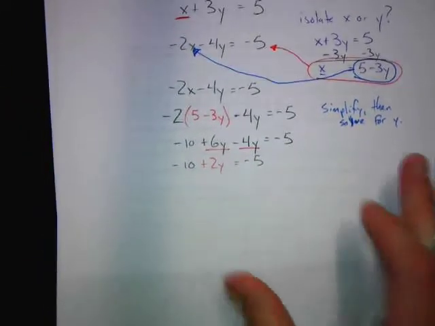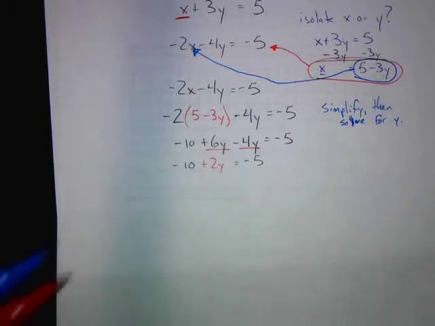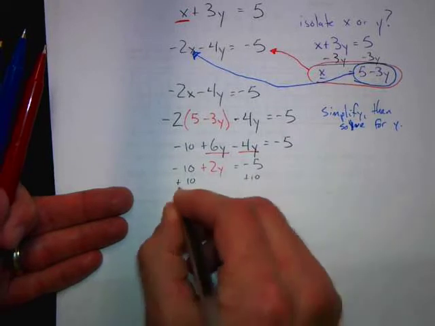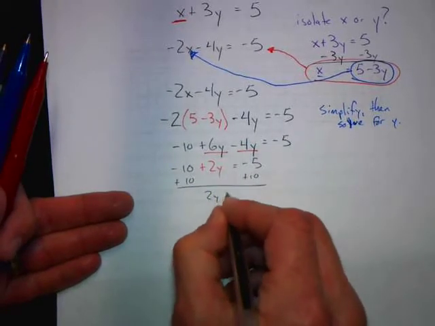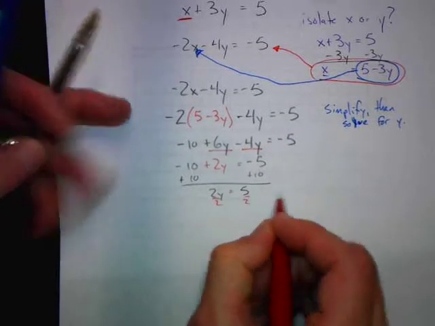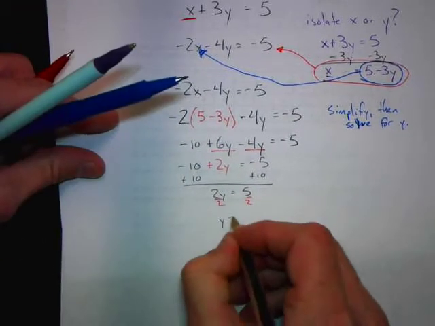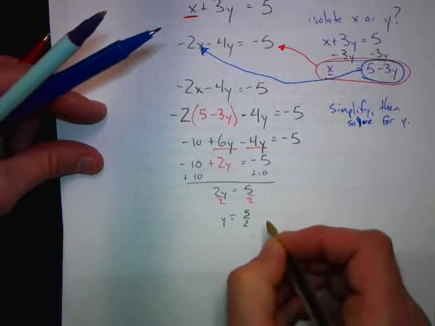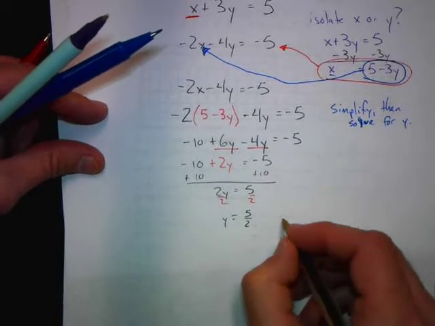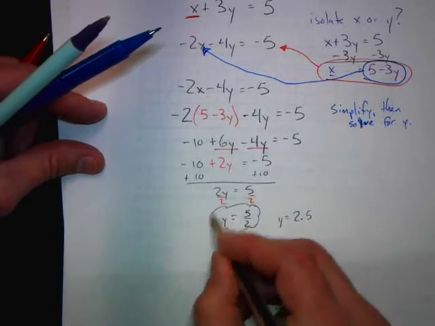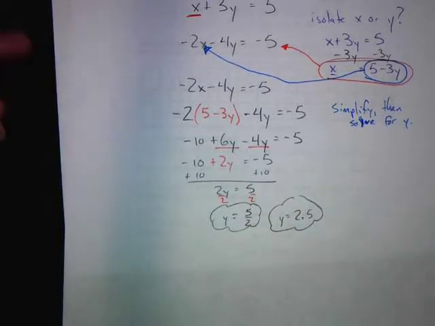And then we're solving for y. So we can add 10 on both sides. Plus 10 here, plus 10 there. So 2y equals positive 5. And then divide by 2. So y equals 5 over 2. You can leave it as 5 over 2. You can call it 2.5 if you want to. It doesn't matter. If you're more comfortable with decimals, use decimals. If you're more comfortable with fractions, use fractions. But there's your y value.